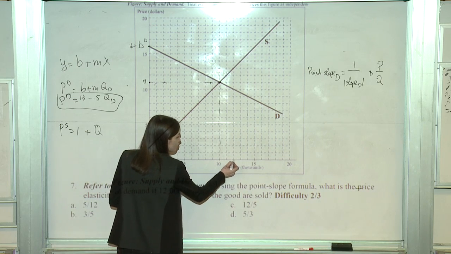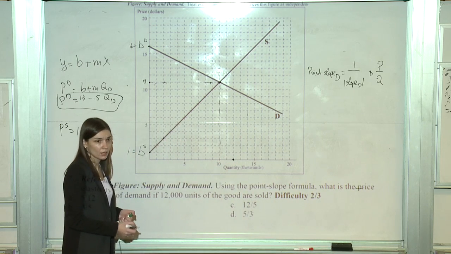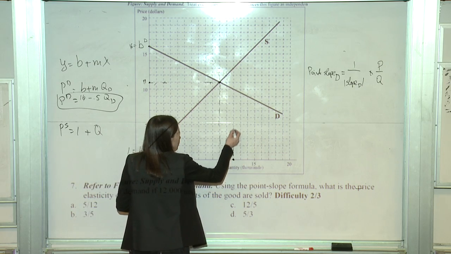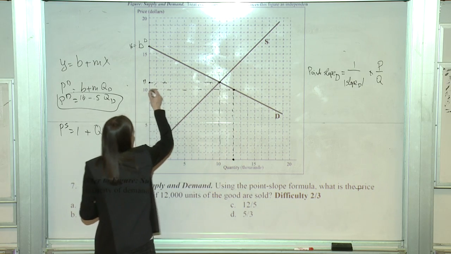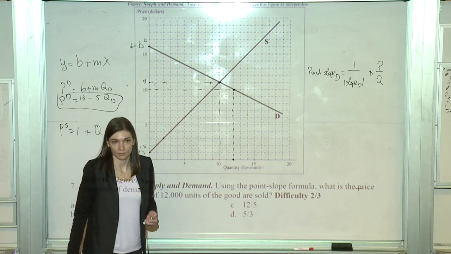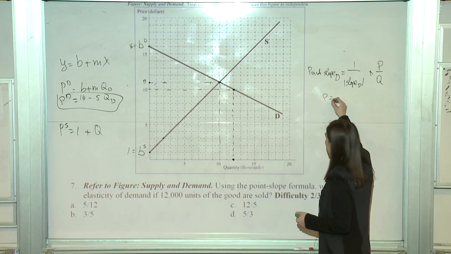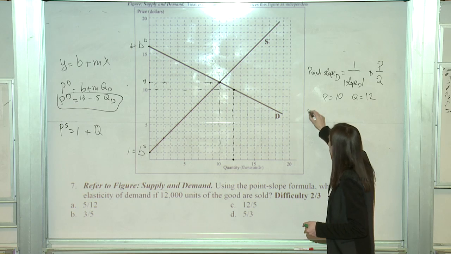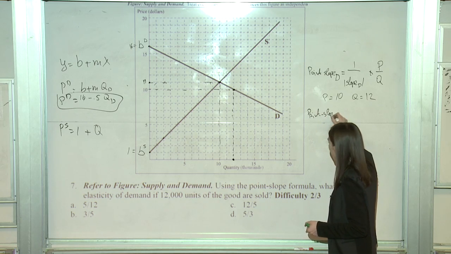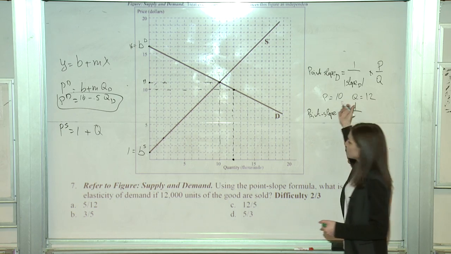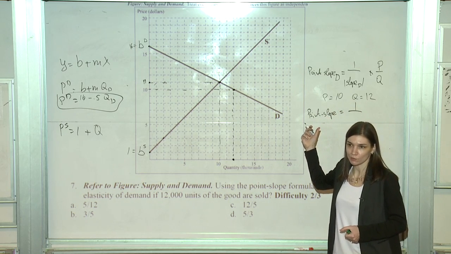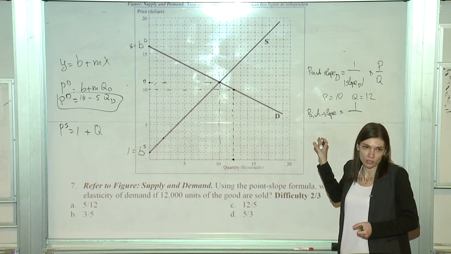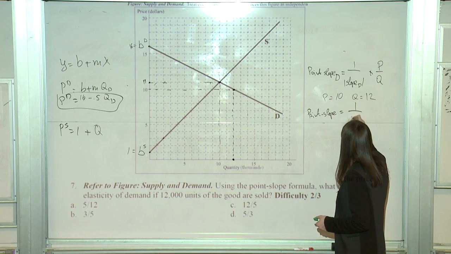At 12,000 units, which is here, right, quantity is 12,000. We need to figure out what price corresponds to that for the demand curve, though, and this would be 10. Okay, so we know that at that point, price is 10 and quantity is 12. So the point slope elasticity would be 1 over, what was the slope of the demand curve? We just calculated it for the previous problem. A half, right? Negative 0.5, but it's an absolute value, so it's a half, over 0.5.